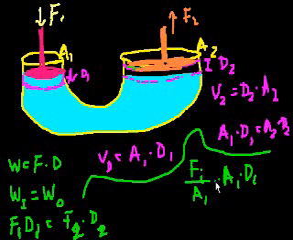You see what I did here? I just multiplied and divided by A1, which you can do. You can multiply and divide by any number, right? These two cancel out, and that is equal to the same thing on the other side. F2, I'm not good at managing my space on my whiteboard, F2 over A2 times A2 times D2. Hopefully that makes sense.